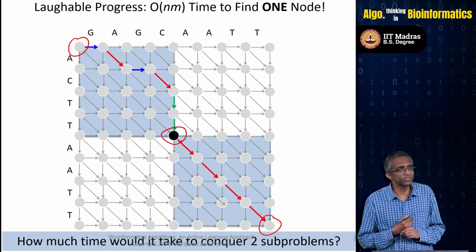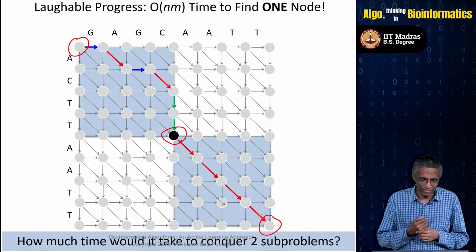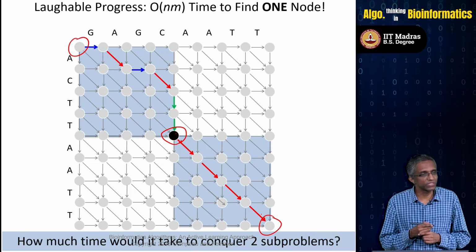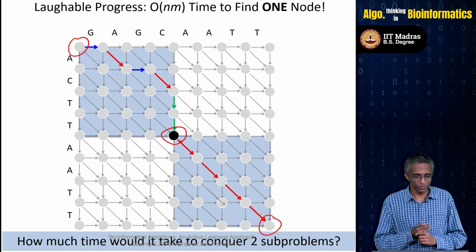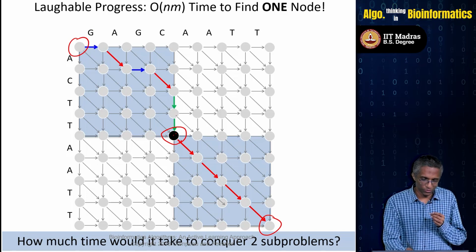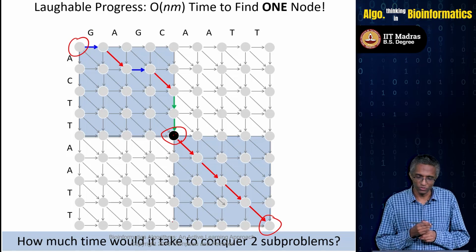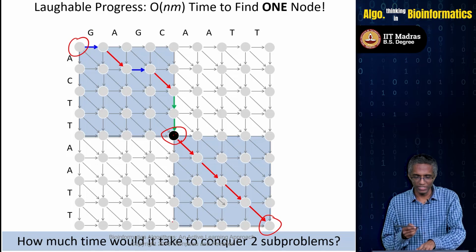Now we have these 2 sub problems, right? These 2 sub problems are the ones that we need to solve now. Will it again take order of nm time, or will it take better than order of nm time? That is what we would like to understand. And this black node can be anywhere along this middle node, right? But this seems to be the case that is the worst case.